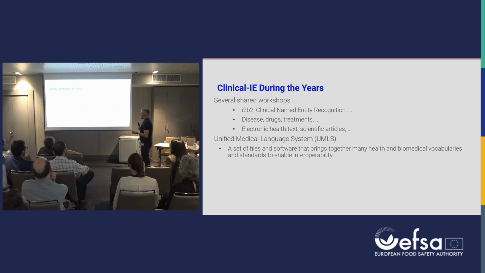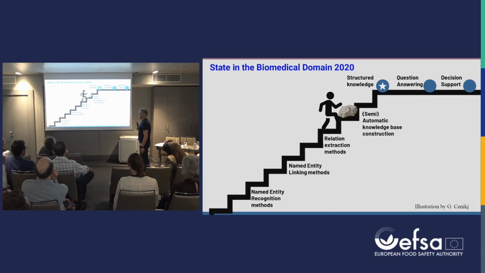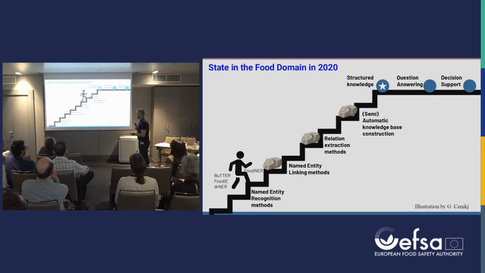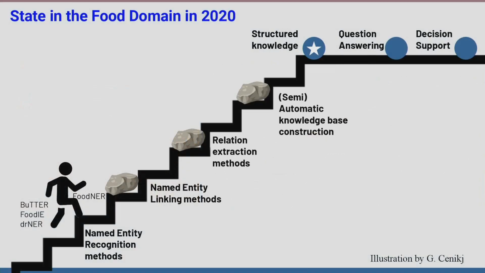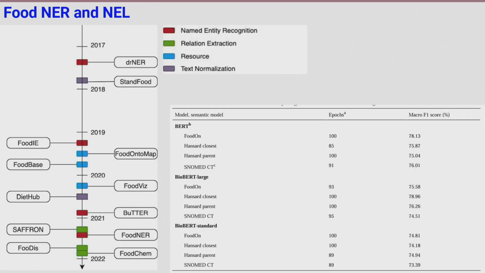Now if I go again to the biomedical domain, in 2020 we were somewhere here. If you go to the food domain, we can only detect some food entities and also food or not food, not thinking about linking them to the ontologies. And then here you can find a lot of resources. These are from our group, starting from 2017 to 2022. The different colors show whether this is named entity recognition, relation extraction, or a semantic resource. Maybe I can tell you something about this FoodOntoMap.